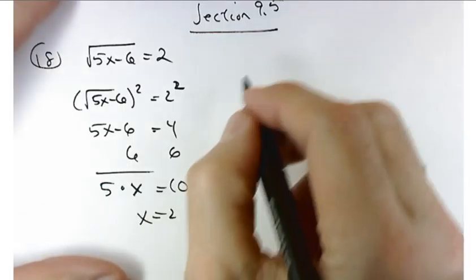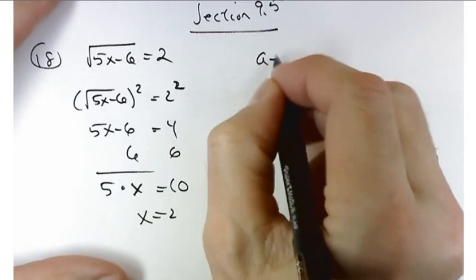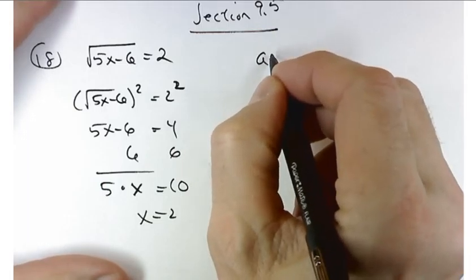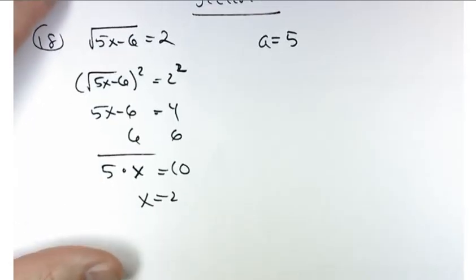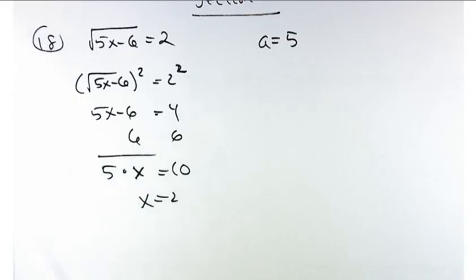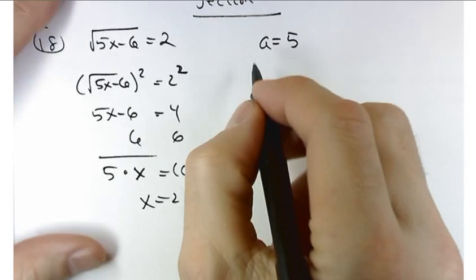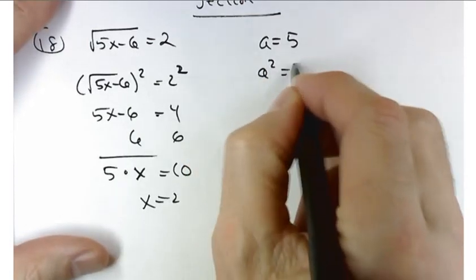So the question is why? What's unique about these? Well, suppose I had a equals 5. Don't even copy this down. Let me just demonstrate to you why you have to check your answers here. What if I squared both sides of this equation? Well, I get a squared equals 25.